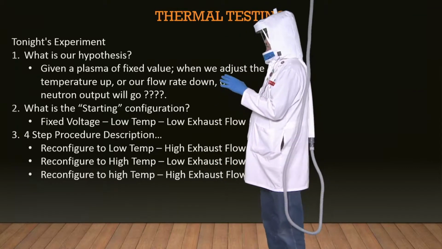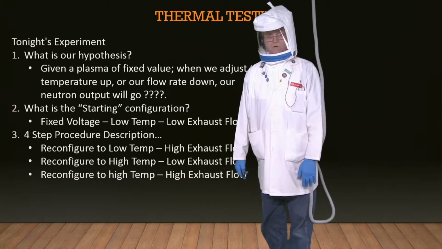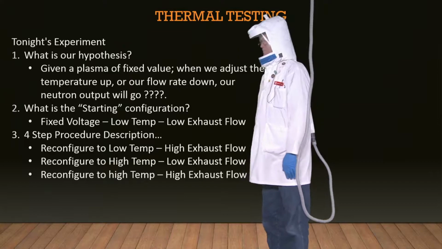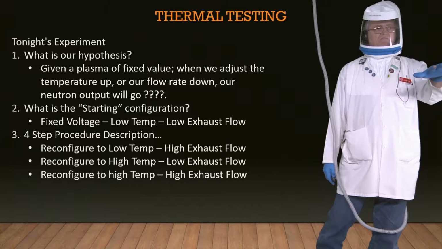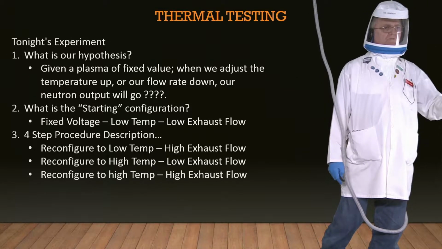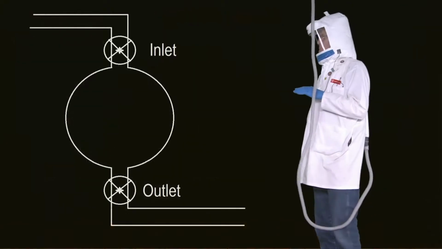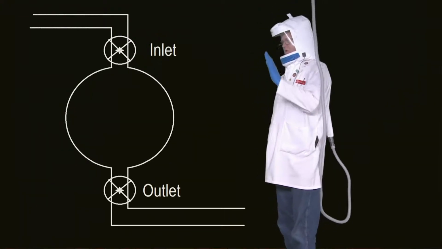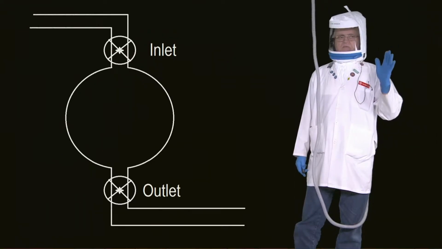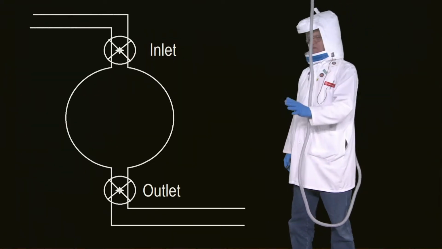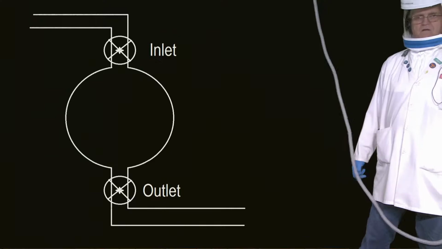And the question is, which way will the neutron output go on each of these? And how many different levels of neutron output should we expect? So let's talk it through slowly and see if we can get our head around how we came to the hypothesis and what we believe is going to happen, and then we'll run the experiment.